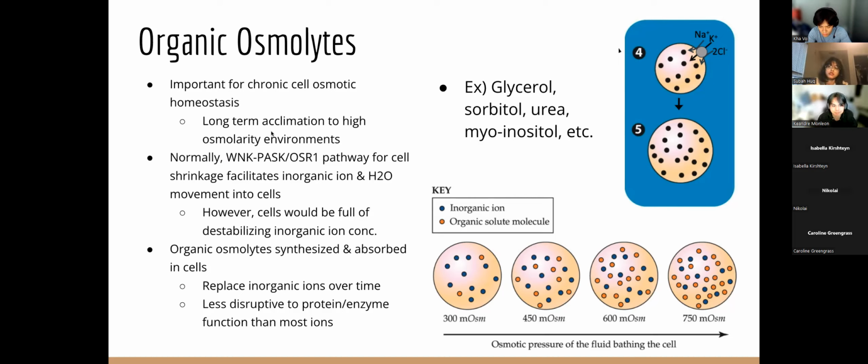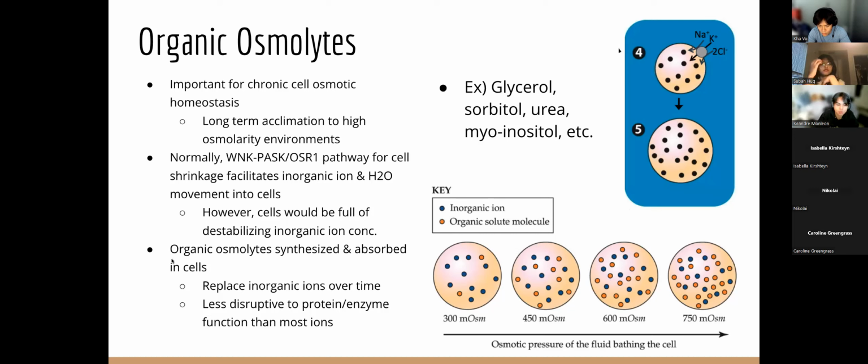And the cell will swell back to its normal shape, right? But the problem with constantly allowing solutes to flow into the cell is that the cell will be full of really high concentrations of inorganic ions. And if there are these high concentrations, it can destabilize protein structures and cause a series of other problems. So our solution was organic osmolytes, right? This is something that animals have developed.